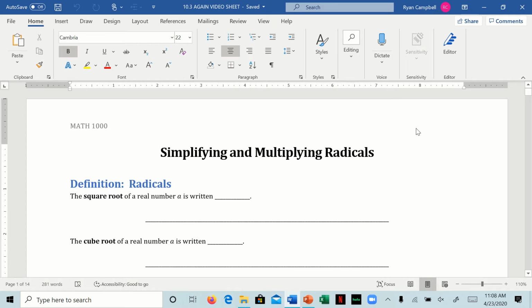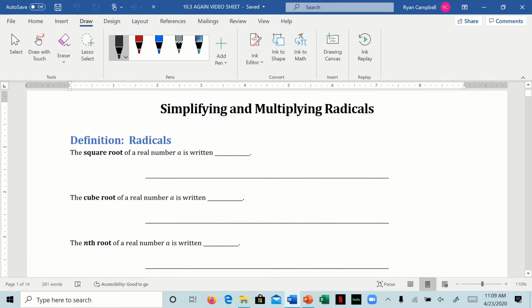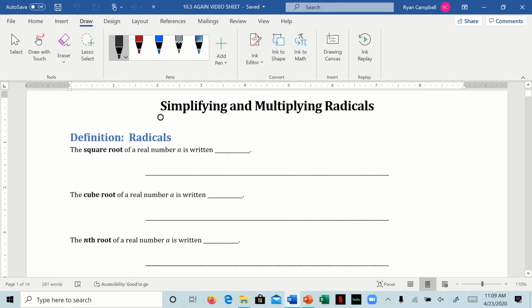All right, now we're in the radical section. First things first, if we're talking about a square root of a number a, we're going to write it like this, right? Square root of a. And if square root of a is some number b, that's the same thing as saying that b squared is a.